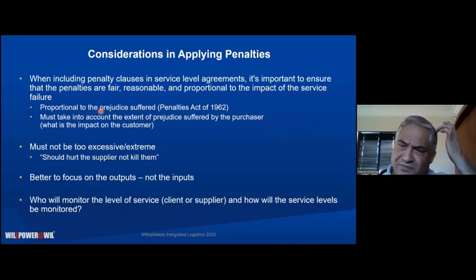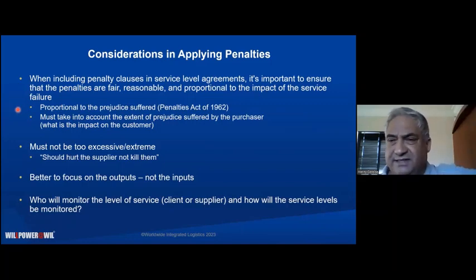Just a few notes to mention in terms of putting together your own penalty clauses. We've spoken about this already. We said it must be proportional. It must be proportional to the prejudice suffered. Remember the Penalties Act. So that is a given. We don't have to talk too much about that. So it must be proportionate.